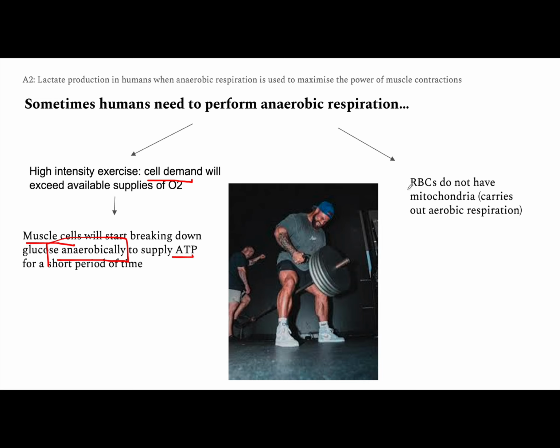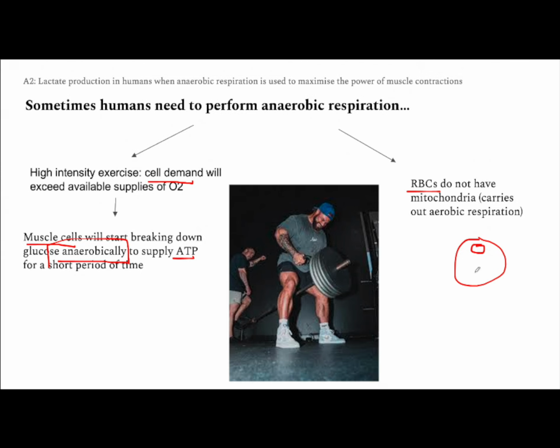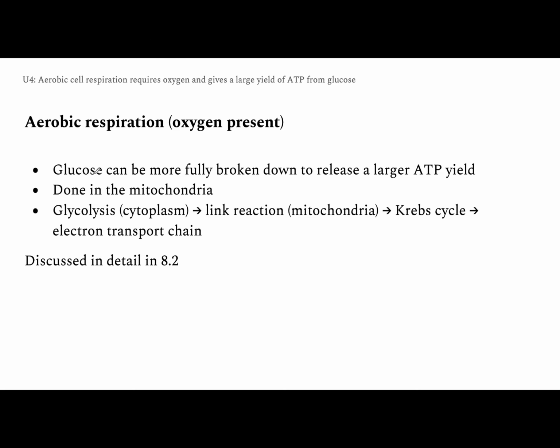Another situation is red blood cells, which do not have mitochondria. Red blood cells are the cells that have that thin flat shape. Therefore, they always carry out anaerobic respiration. One thing to note when we're carrying out anaerobic respiration is that lactic acid will be produced, for example, during high intensity exercise, and this lactic acid will then be broken down after the cells carry out anaerobic respiration. And this is aerobic respiration.